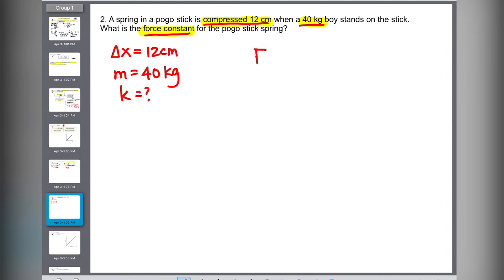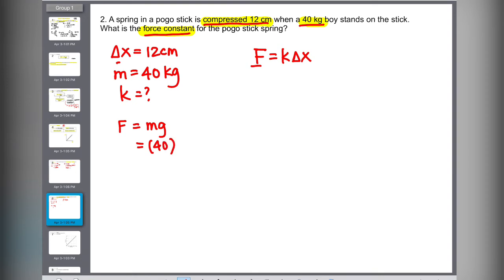The equation we know for the force constant is F equals K delta X. All right, I have the delta X, which is good. I have a mass. What do I do with the mass? How do I put it in so that I can have an F so that I can solve for K? So the boy is standing on it. The 40 kilograms is standing on the stick. If you understand it, the force is actually the force of gravity acting on the stick by this boy.